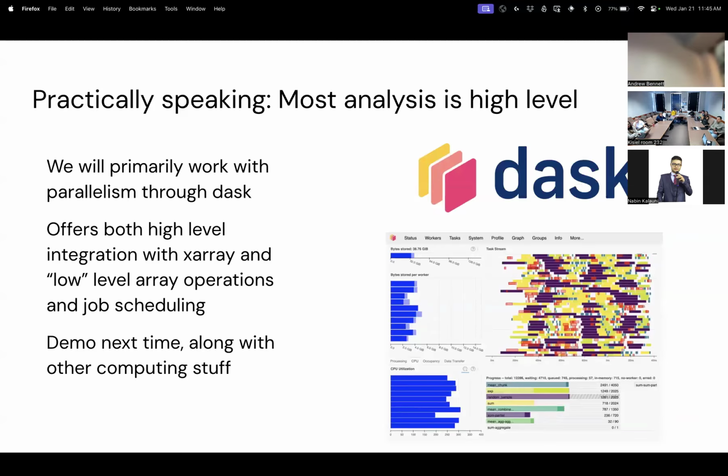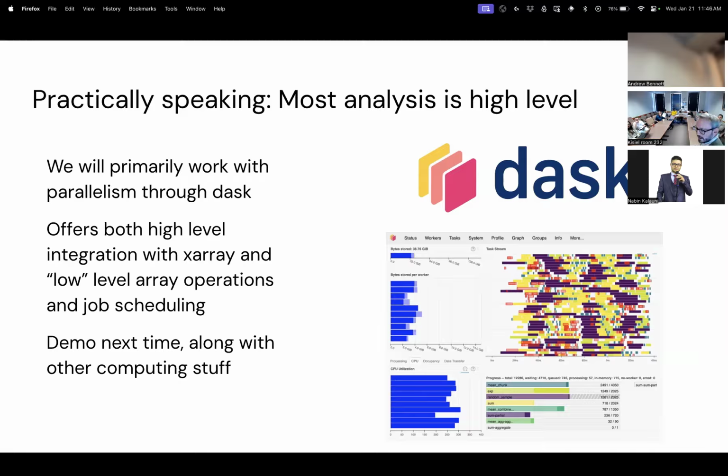So we'll primarily be working with this parallelism through Dask. Dask is a Python library that offers pretty high-level integration with things like Xarray, which we'll talk about on Friday. And it does offer what I'm going to call low level in our parlance. Computer scientists would laugh me out of the room, but when I say low level, you can write your algorithms in ways that say do this, then this, and this can go in parallel with that. And so we'll demo that on Friday and look at how it comes up with task graphs and stuff.